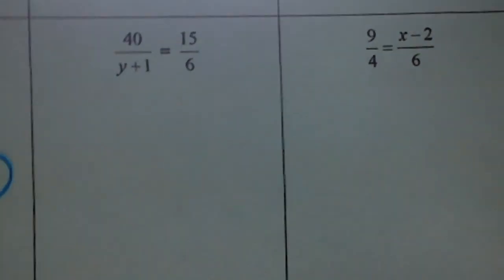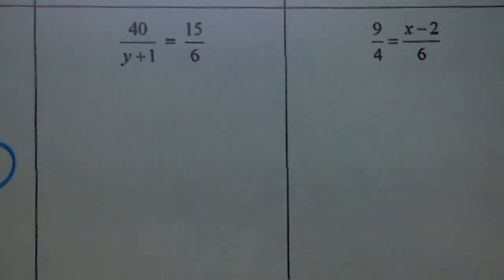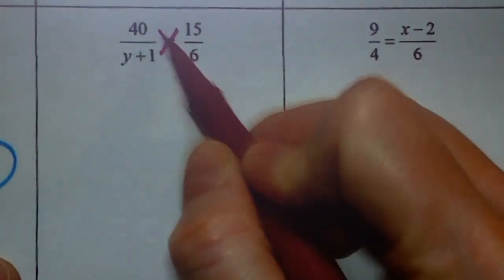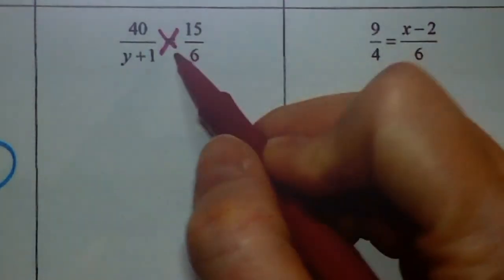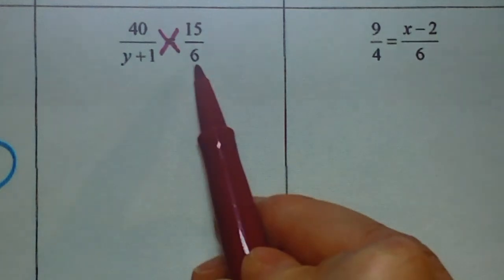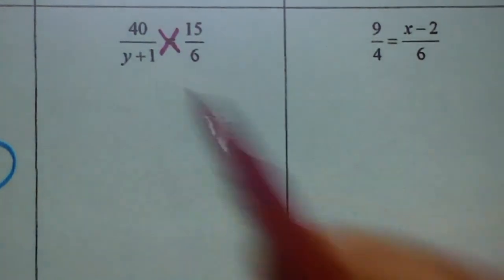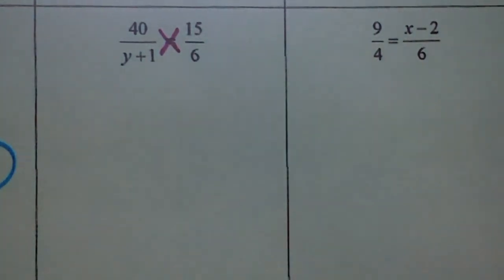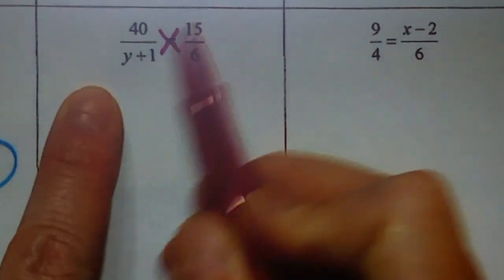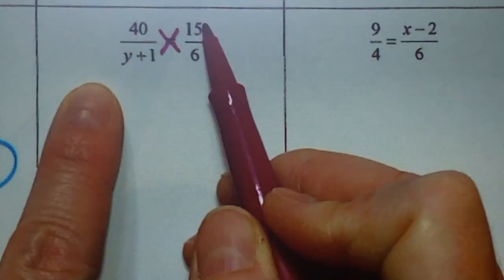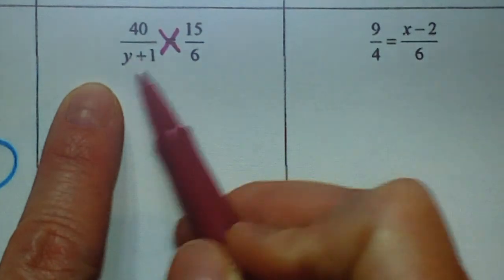Okay, now, ooh, this is a good one. Yeah, this looks way different. It's not too bad. We just talked a little bit about the distributive property, so hopefully that will help. Cross products property says that 40 times 6 is equivalent to 15 times y plus 1. Now here's the deal. I don't want to just take 15 times y. I need to take 15 times that whole amount, right?